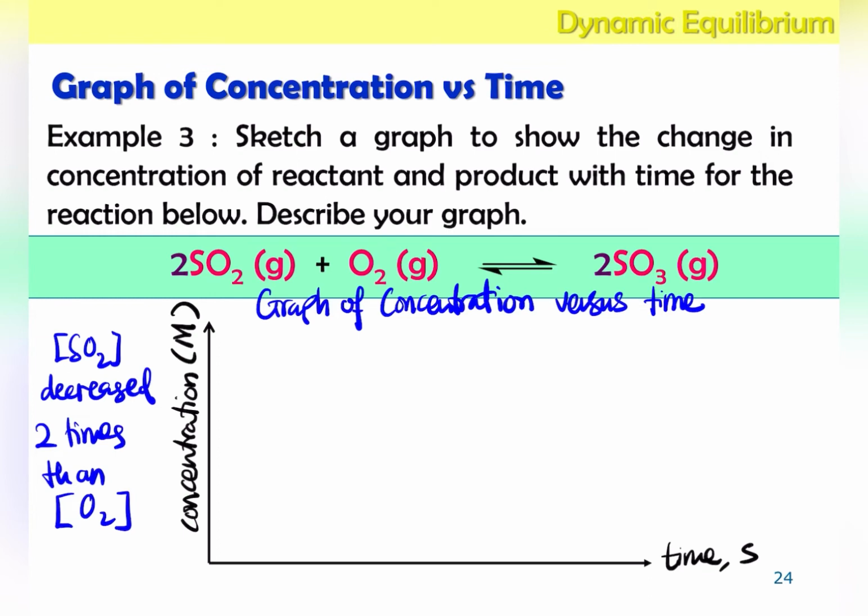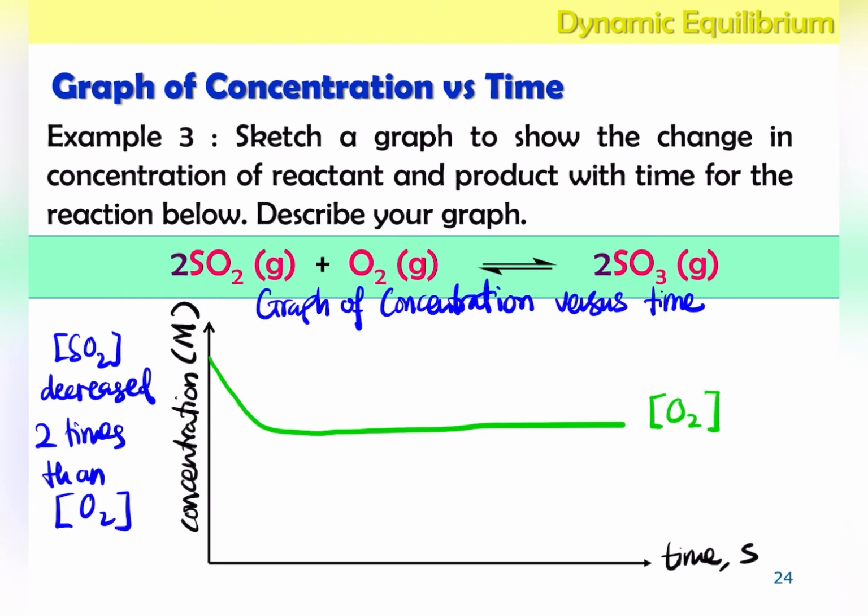So how do you want to describe the sketching? I'm going to draw for O2 first sebab dia hanya ada gandaan coefficient 1 sahaja dekat depan. So I will start from any point. So I'm going to start from here. And then reactants dia akan keep decreasing. The first line for oxygen starts from here and then decreases and then keeps constant. So this is for O2.